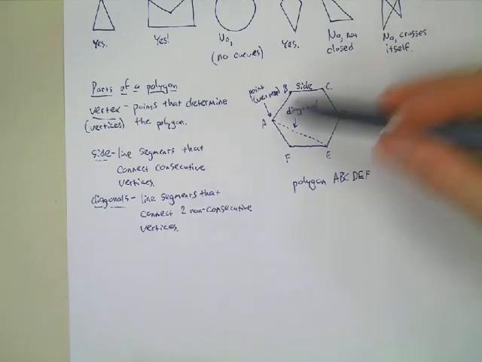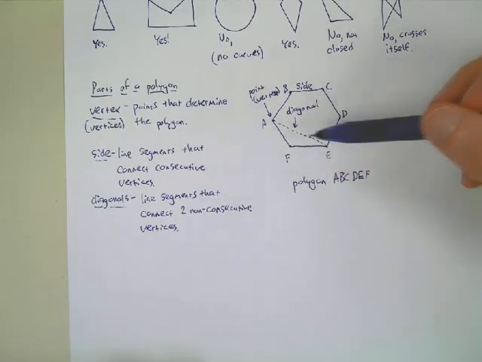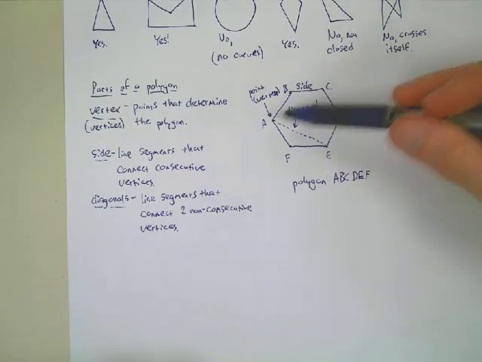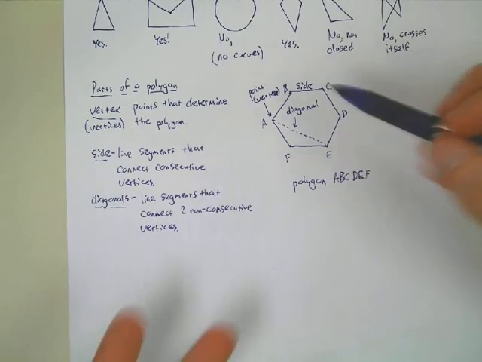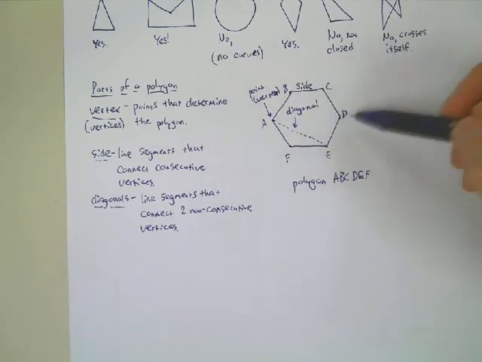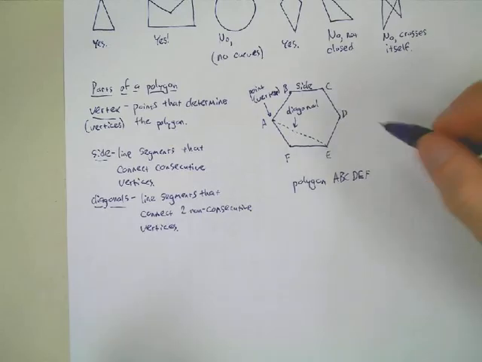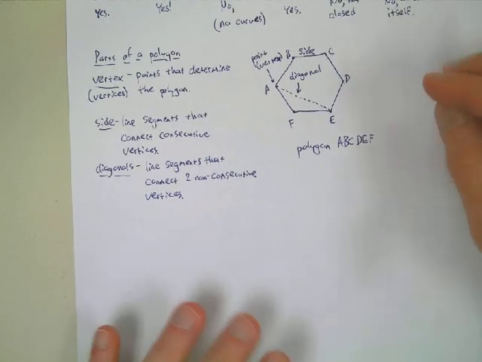Okay, very good. What if I named it F, C, D, B, A, E? Would that be okay? No. We want to put those letters in order. You can start wherever you want. So you can start here, and then we've got to go around one way or the other way. You can't just jump all around to the different points. You have to name it in the correct order that you see in the shape there. That's all.